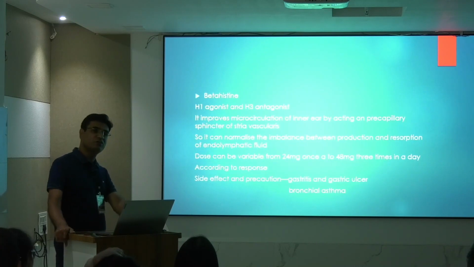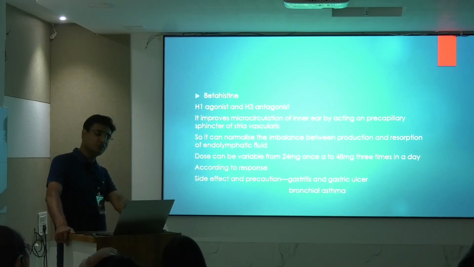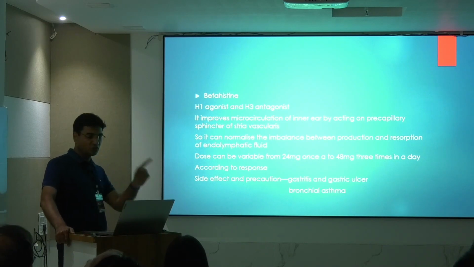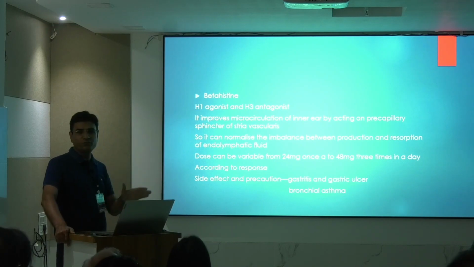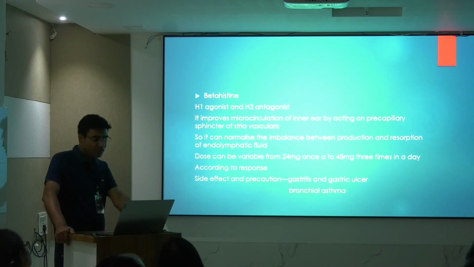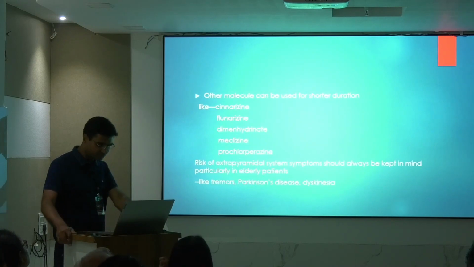Another molecule we can use is betahistine, an H1 agonist, H3 antagonist. It improves the microcirculation of the inner ear by acting on the pre-capillary sphincter of the stria vascularis. So ultimately, it normalizes the imbalance between the production and the absorption of the endolymphatic fluid. The dose can range from 24 milligrams to 96 milligrams or even higher, some of the authors recommend. And it has negligible side effects like gastritis, gastric ulcer or bronchospasm in very few patients.